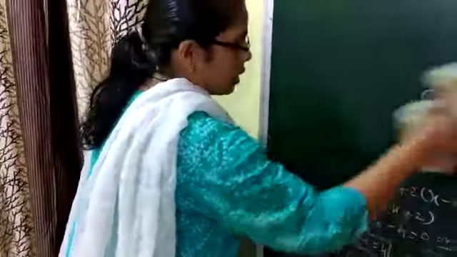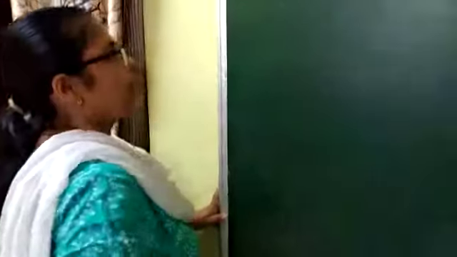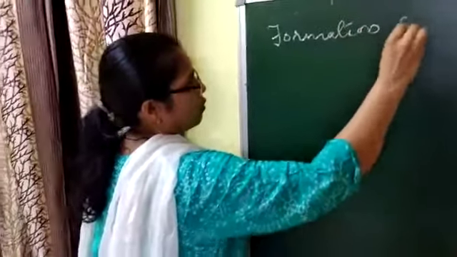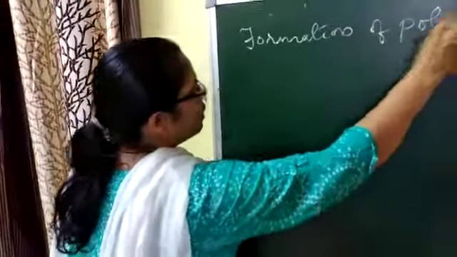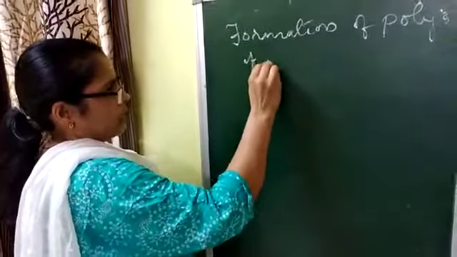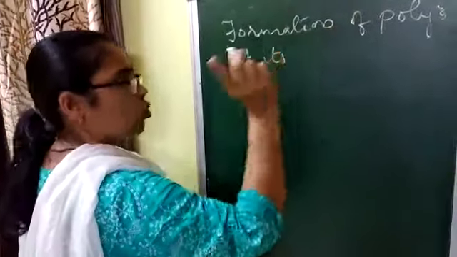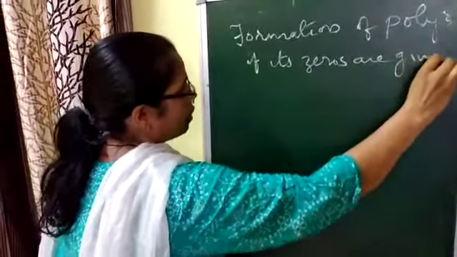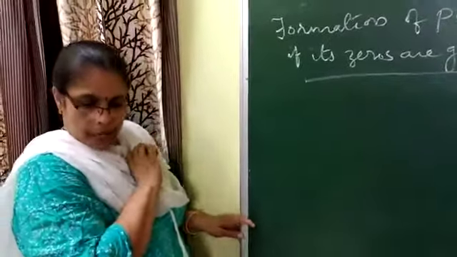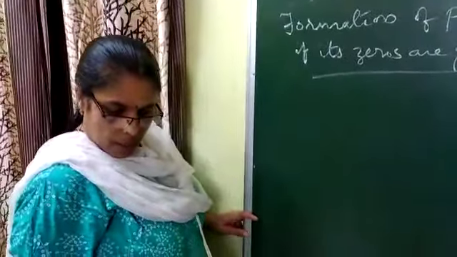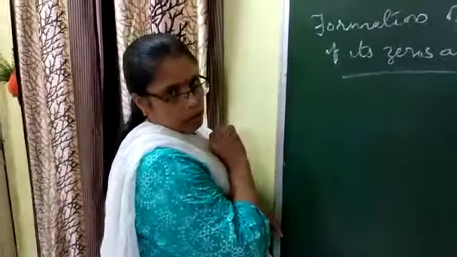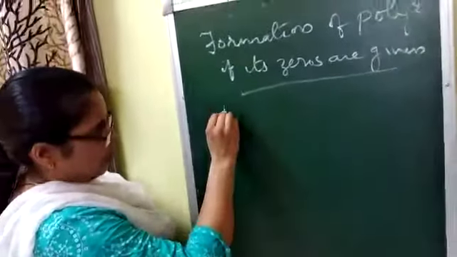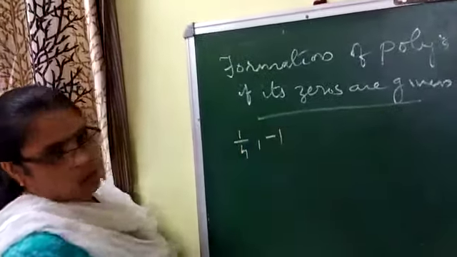Next topic is how we can form formation of polynomial. Formation of polynomial if its zeros are given. Polynomial means quadratic polynomial. If its zeros are given, we have to consider only quadratic polynomial now. Now, I am just giving an example. You are asked to form a quadratic polynomial whose zeros are given as 1 by 4 and minus 1.